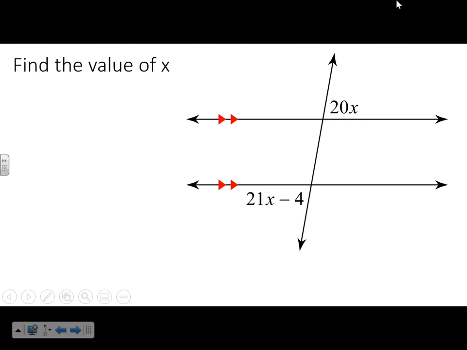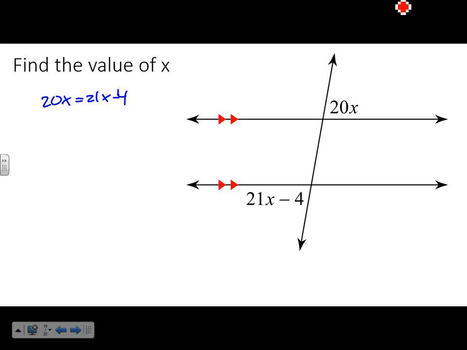So we have alternate exterior angles. Alternate exterior are also congruent. So we have 20x is equal to 21x minus 4. And again, you don't actually have to write down alternate exterior, but definitely make sure you know that because that's how you can tell.